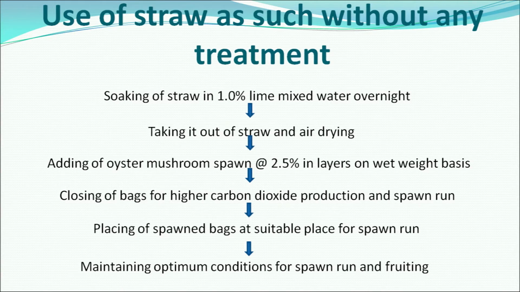It can be done by air drying, then adding mushroom spawn at the rate of 2.5% in layers on a wet basis, and then we have to close the bags so that carbon dioxide can build up inside, and that will help in spawn run. Then placing the spawn bags at a suitable place where we have to maintain temperature and relative humidity. Then maintaining optimum conditions for spawn run and fruiting, because spawn run conditions are different from fruiting conditions. Normally in the spawn run, the temperature requirement is slightly higher than in the fruiting stage.